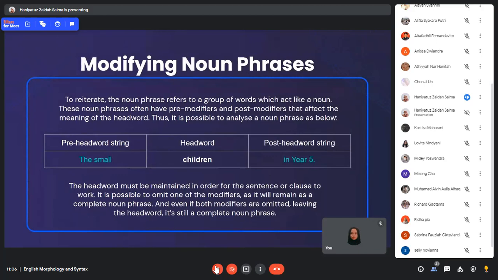Now, the most important part of this noun phrase is the head word. The head word must be maintained in order for the sentence or clause to work. You can omit one of the modifiers, either the pre-head word string or the post-head word string, and it would still be a complete noun phrase. For example, if I omit the pre-head word string and make it children in year 5, that is still correct. Or if I omit the post-head word string, the small children, that is correct. But if I omit the head word and it just becomes the small in year 5, the sentence is incorrect.